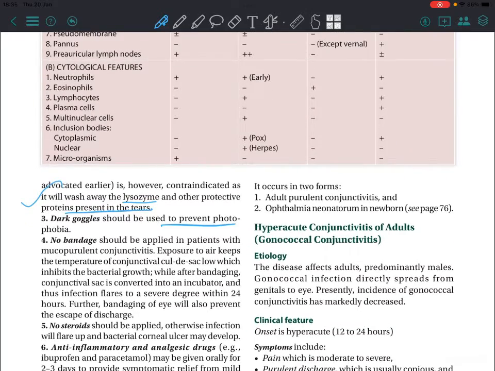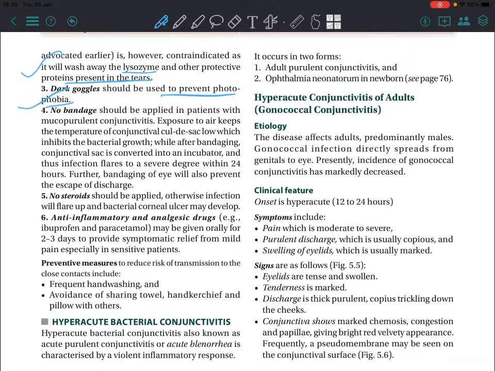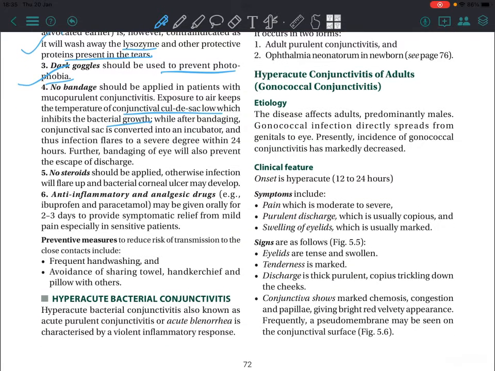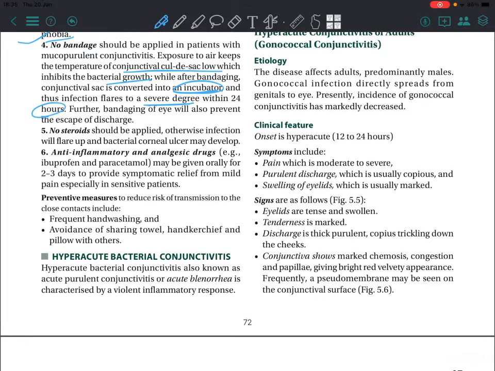Dark goggles should be used to prevent photophobia. No bandage should be applied in patients with mucopurulent conjunctivitis. Exposure to air keeps the temperature of the conjunctival cul-de-sac low, which inhibits bacterial growth. While after bandaging, the conjunctiva is converted into an incubator, thus infection flares to a severe degree within 24 hours. Further, bandaging will also prevent the escape of discharge. No steroids should be applied, otherwise infection will flare up and bacterial corneal ulcer may develop.